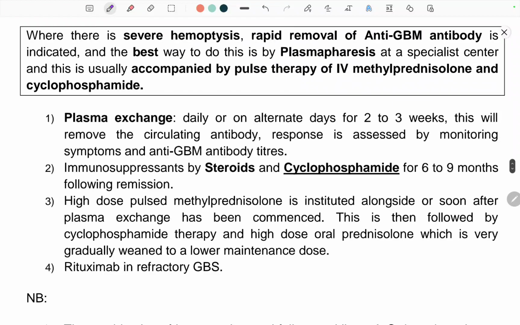When there is a severe hemoptysis, rapid removal of anti-GBM antibody is indicated, and the best way to do this is plasmapheresis. It is the treatment at a specialist center and usually accompanied with pulse therapy of IV prednisolone and cyclophosphamide, steroid plus cyclophosphamide. Plasma exchange daily or alternate days for 2 to 3 weeks. This will remove the circulating antibodies.